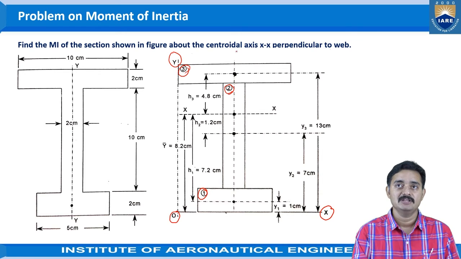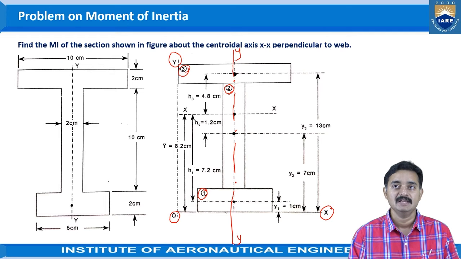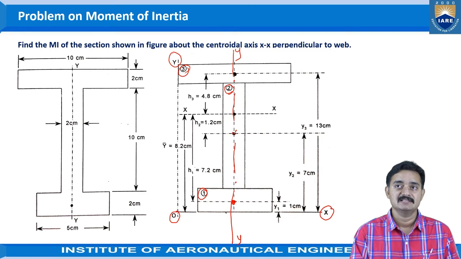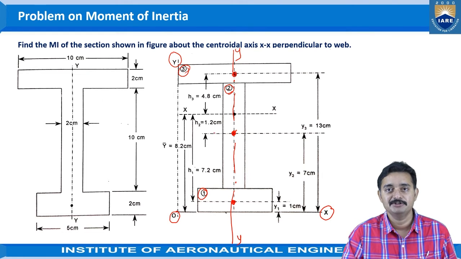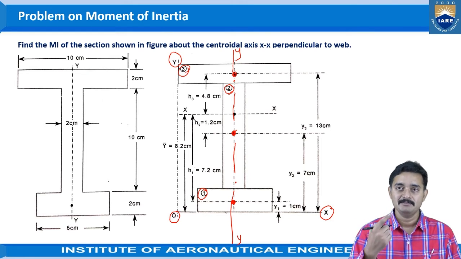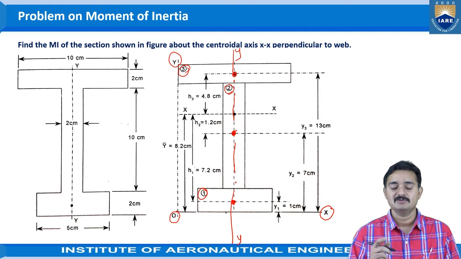With respect to this x and y-axis, we will be identifying the distances of the centroids. If you observe carefully, this I section is symmetrical about the axis passing through here, so we can consider this as yy. Centroids will be lying on the symmetrical axis. So directly we can take the centroids of each individual rectangle, and from the axes passing through these centroids, we can consider the values of the moment of inertia.